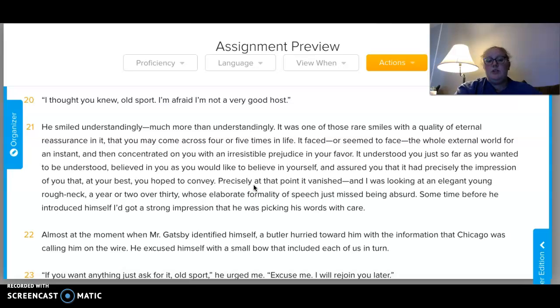Precisely at that point it vanished, and I was looking at an elegant young roughneck, a year or 2 over 30, whose elaborate formality of speech just missed being absurd. Some time before he introduced himself, I'd got a strong impression that he was picking his words with care.